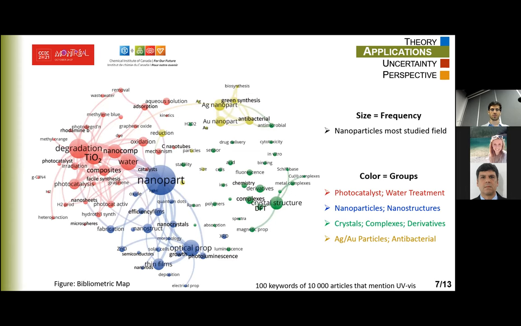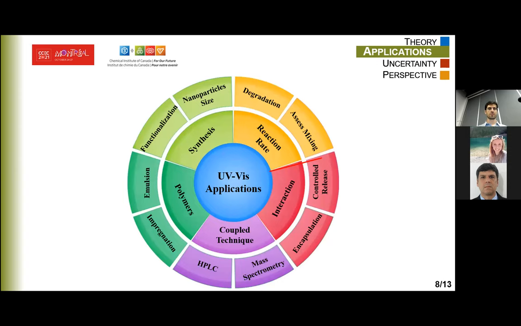So these are just some examples of the many applications that UVVs has. For example, for reaction rate, we can measure the degradation and assess the mixing of compounds. We can see the interaction of encapsulation and controlled release.